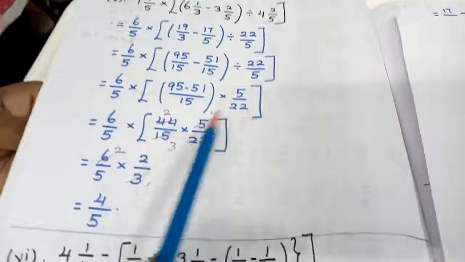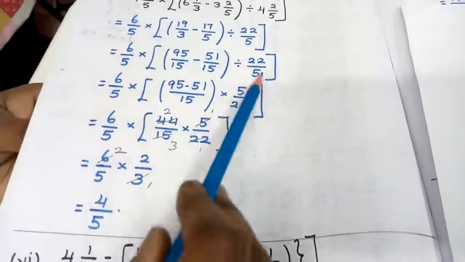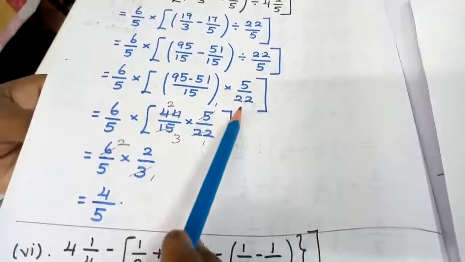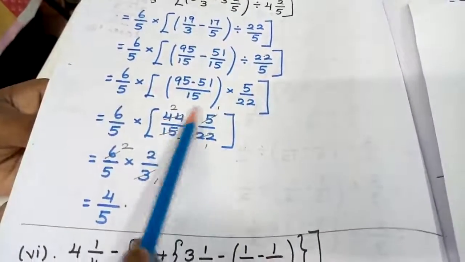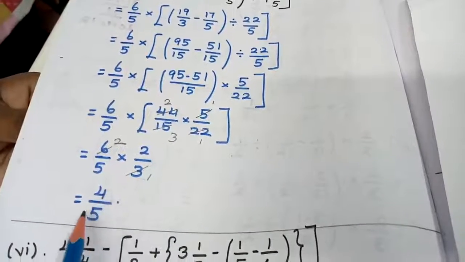After calculating, come to this division part. Division into multiplication, 5 by 22. That is, you are going to change into reciprocal, 5 by 22. Calculate. You will get the value as 2 by 3. So after simplifying, you will get the answer as 4 by 5.